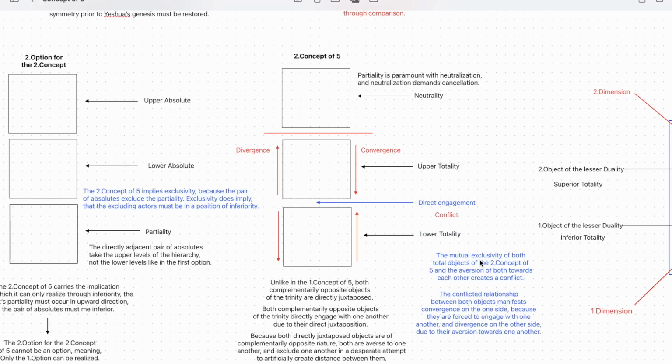The mutual exclusivity of both total objects of the second concept of 5 and the aversion of both objects towards each other creates a conflict. The conflicted relationship between both objects manifests convergence on the one side because both objects are forced to engage with one another, and divergence on the other side due to the aversion of both objects towards one another, as you can see here.